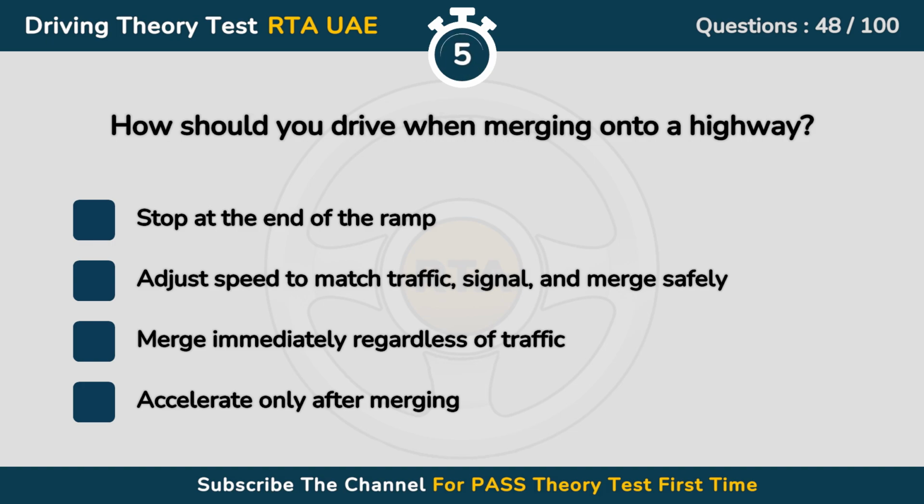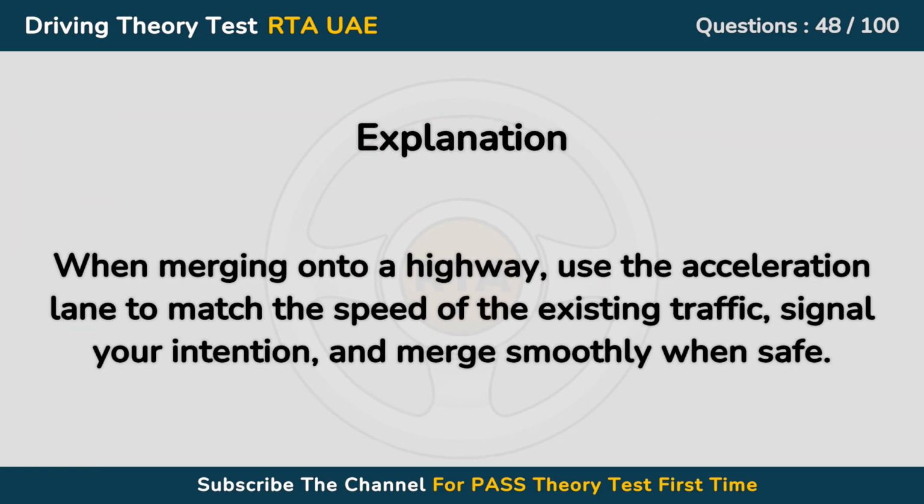Answer is B. Only to warn of danger. The car horn should only be used to warn other road users of potential danger or your presence, not for expressing annoyance or impatience. Question 53. What does this information sign signify?